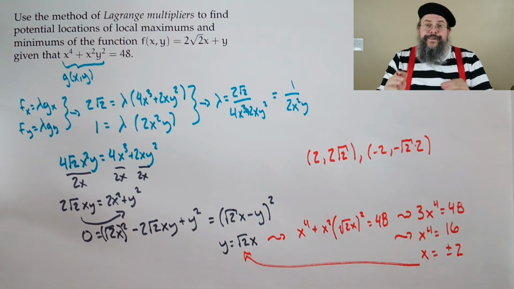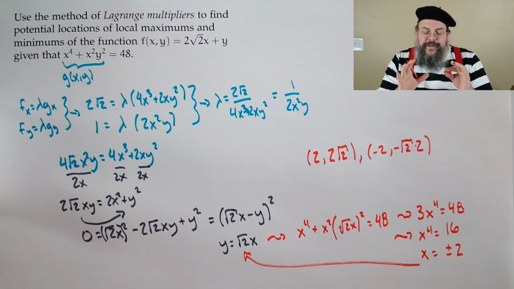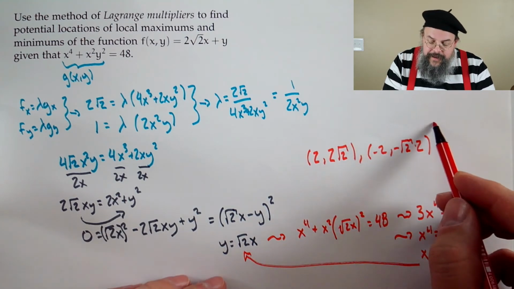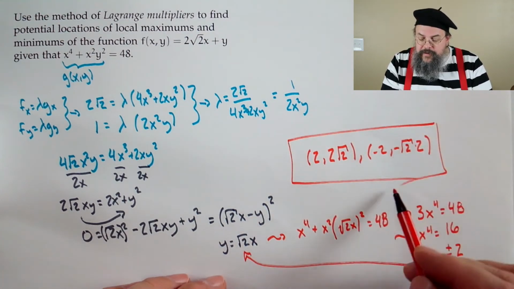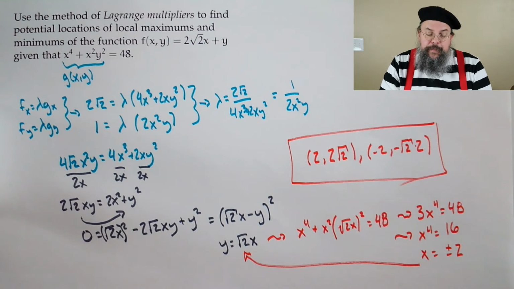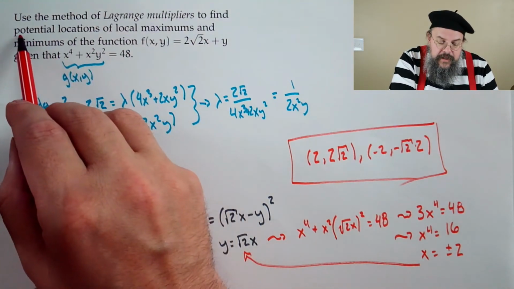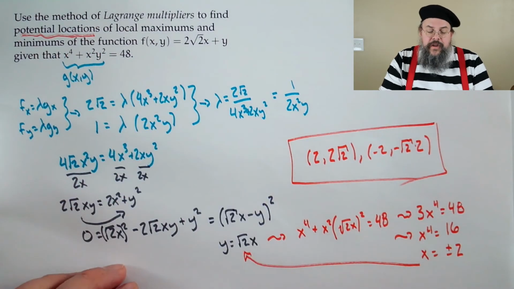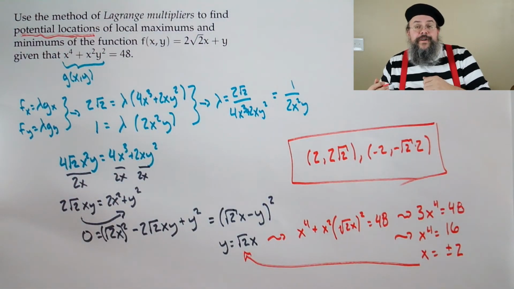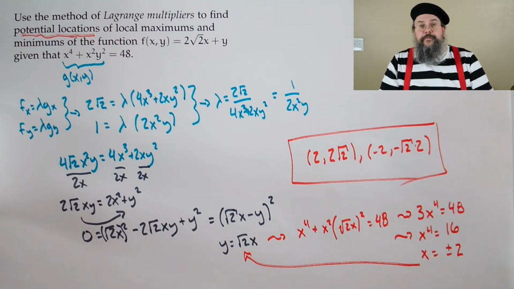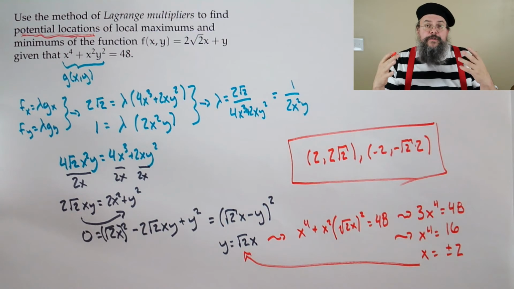Now, what comes next? The box, because we're done. All right, say what? We're done? When did that happen? Well, look at the problem. It says find locations. That's what we're after. The question asks us to find where the max or mins can occur. It doesn't say find which ones are max or find which ones are min.